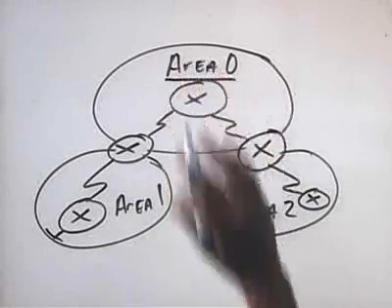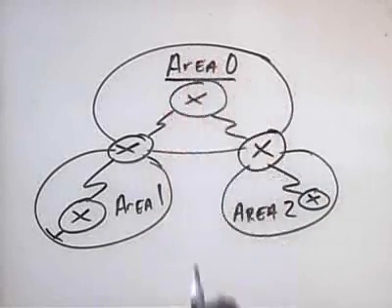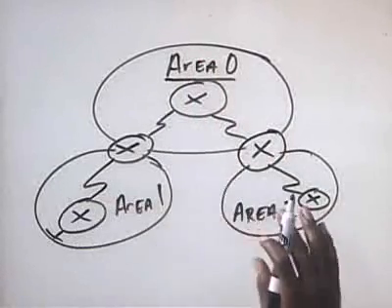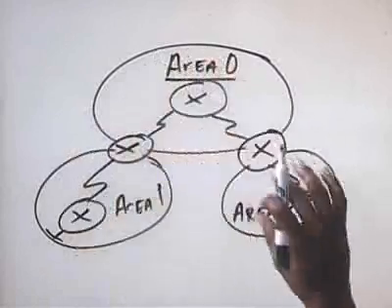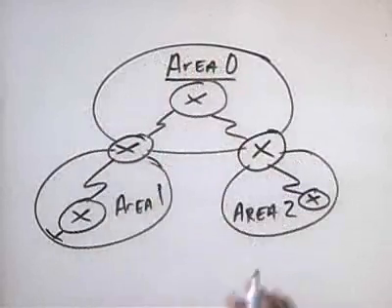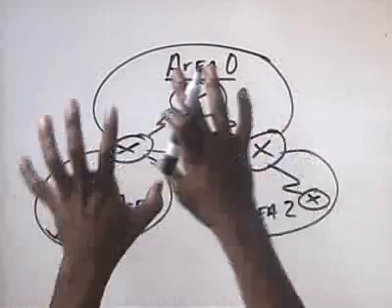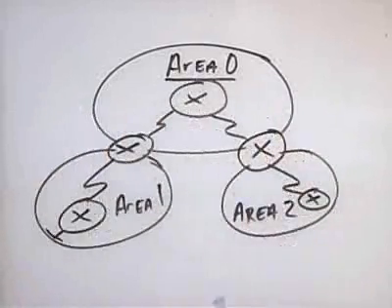Area 0 is called the backbone area for OSPF. All other areas have to connect to Area 0 in order for communication to take place. This provides a hierarchical approach to the OSPF routing updates.